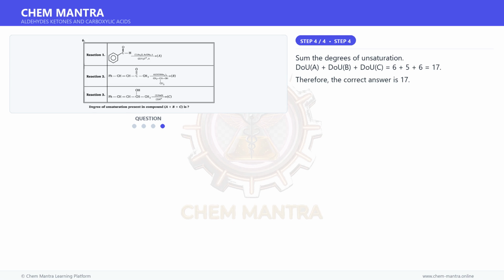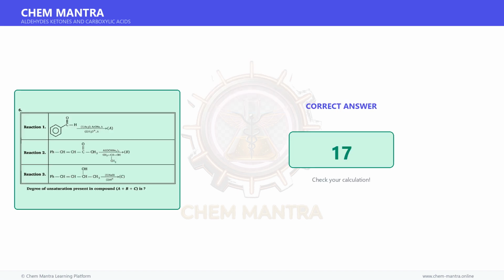And for the final step, sum the degrees of unsaturation. DU A plus DU B plus DU C is equal to 6 plus 5 plus 6 equals 17. Therefore, the correct answer is 17.